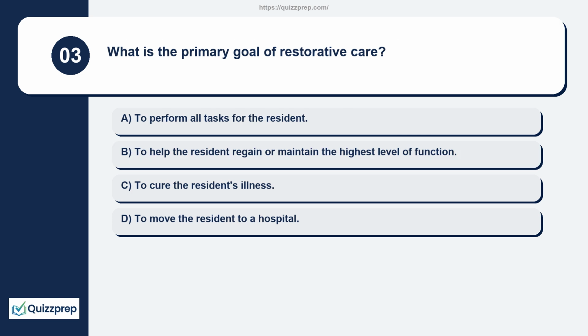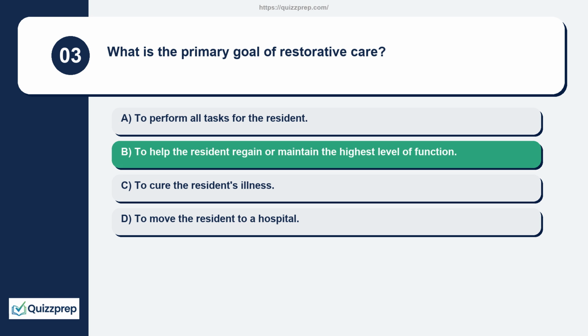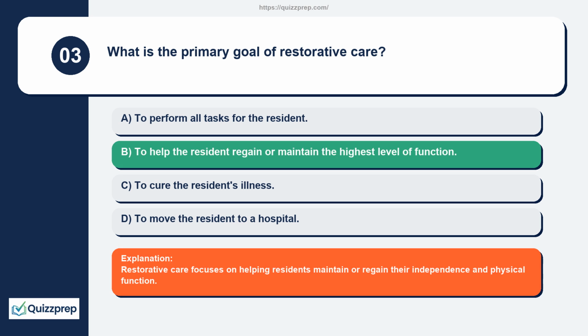Question 3. What is the primary goal of restorative care? To perform all tasks for the resident, to help the resident regain or maintain the highest level of function, to cure the resident's illness, to move the resident to a hospital. Restorative care focuses on helping residents maintain or regain their independence and physical function.